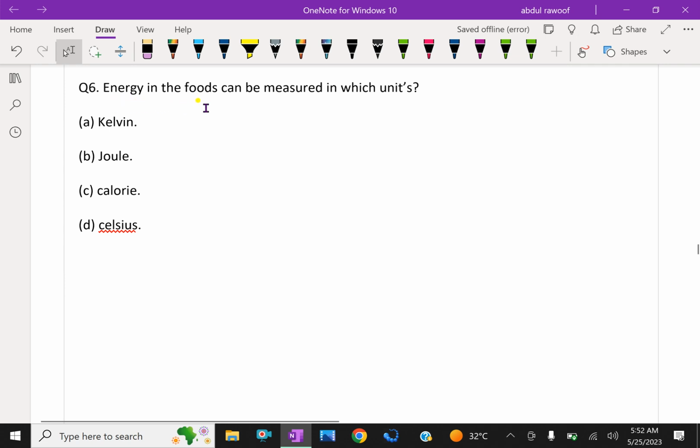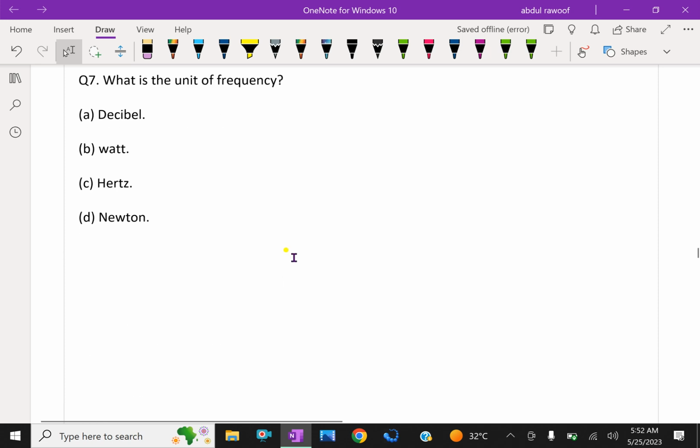Energy in the foods can be measured in which units? Kelvin, joule, calorie, Celsius. Energy of the food is in calories. What is the unit of frequency? Unit of frequency is hertz.